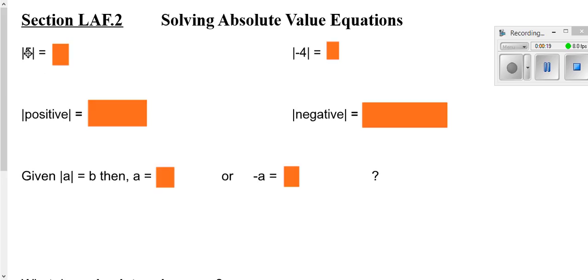So that means you're 5 units to the right on your number line. So how far are you away? You're 5. Here, you're 4 units to the left on the number line, so your absolute value of -4 is 4.